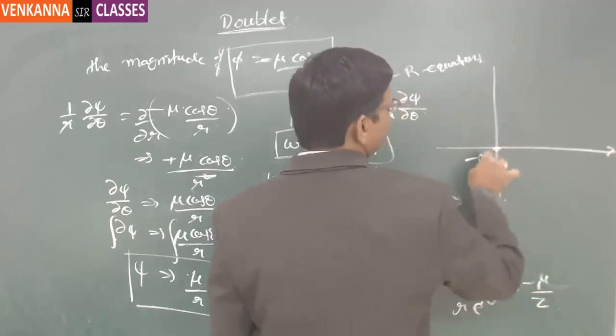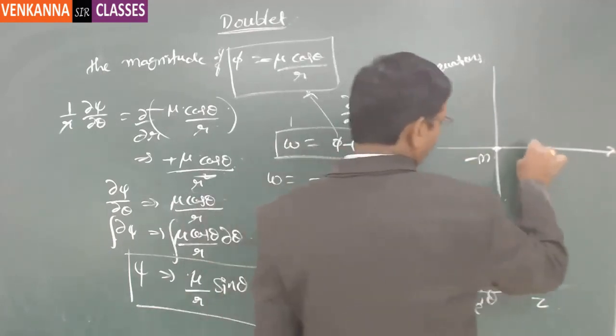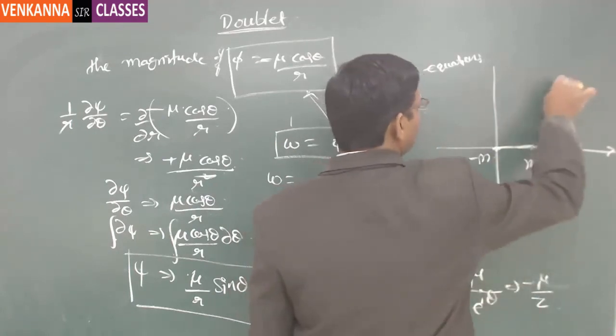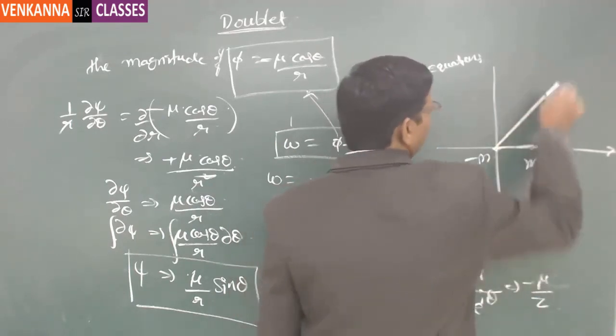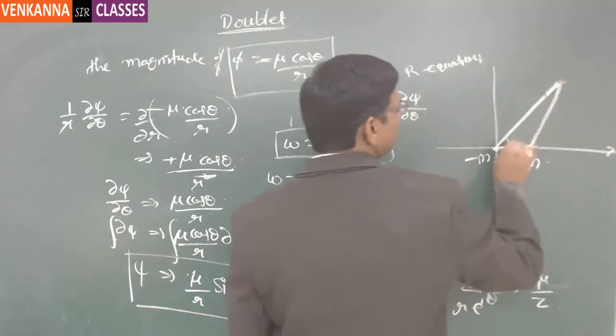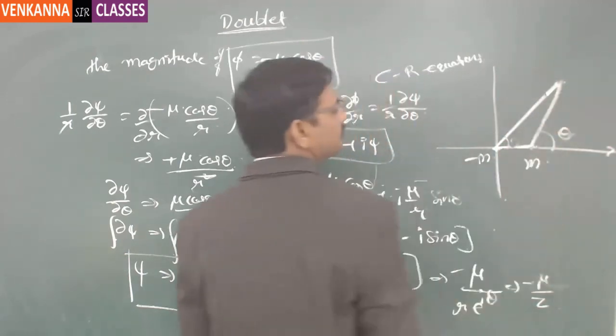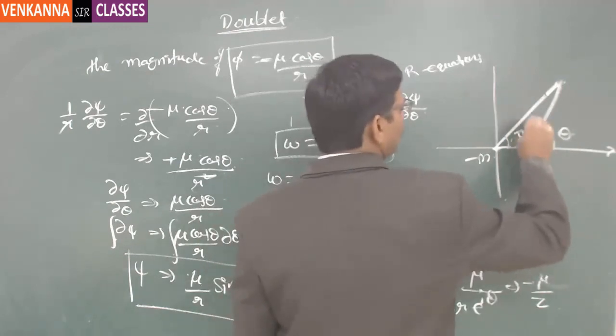This is sink of strength minus m. This is source of strength m. So this is the doublet. Now if you consider this point, earlier we treated this as theta, but in the textbook he treated this as theta. So if this is theta, then this will be phi minus theta.